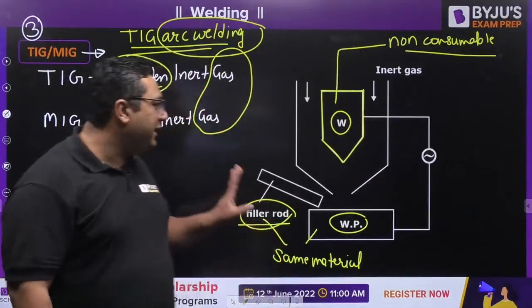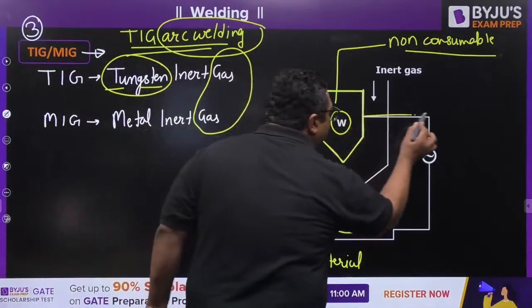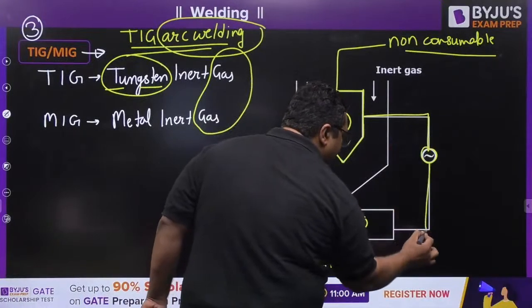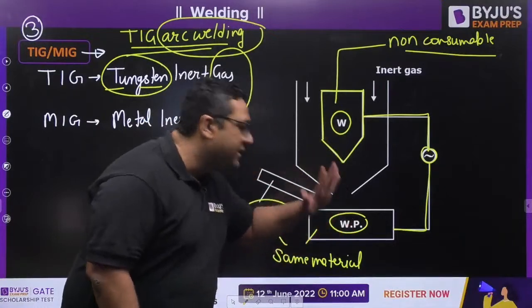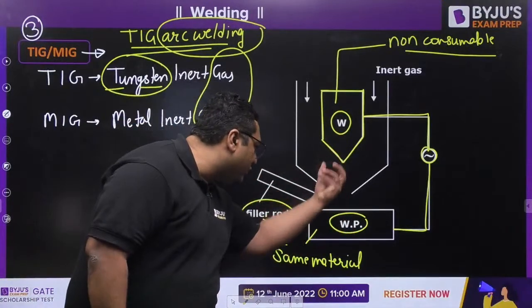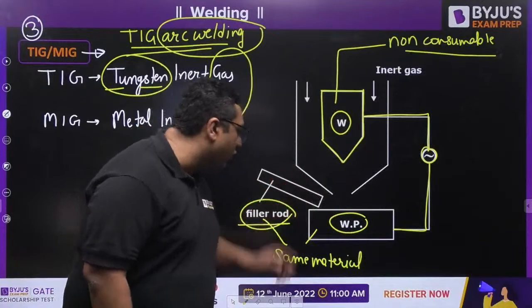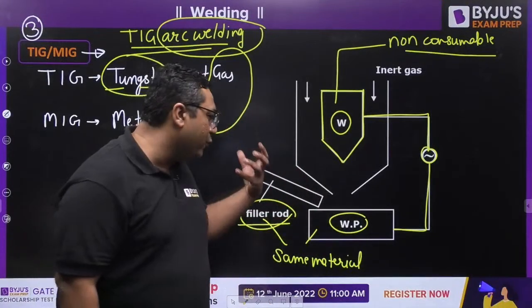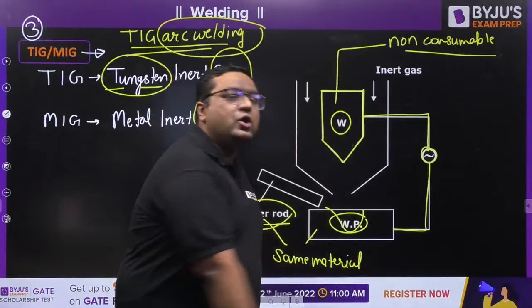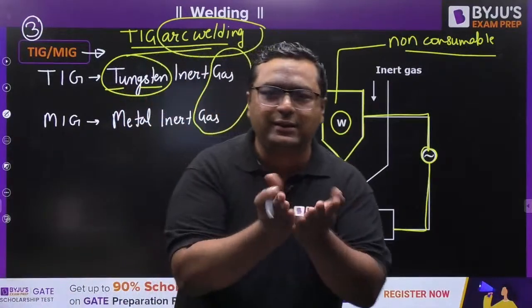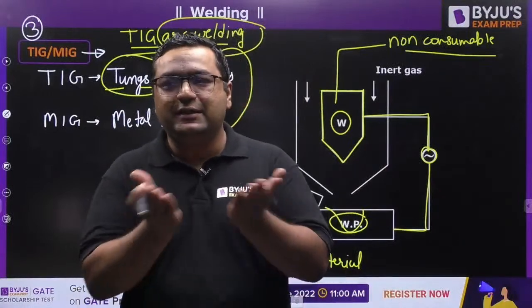Initially we are going to provide the spark, and that spark is going to be produced between the tungsten electrode and workpiece, and by taking energy from that spark, this filler rod is going to melt and provide the molten metal, and it will get inside the groove to make the weld between the two plates. Yes, it is correct.